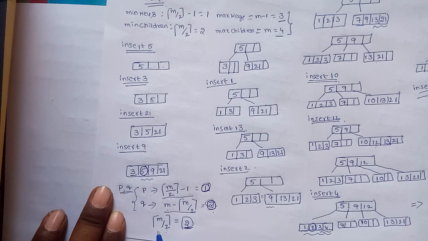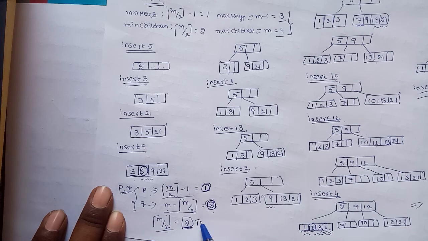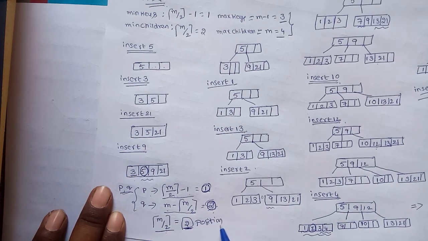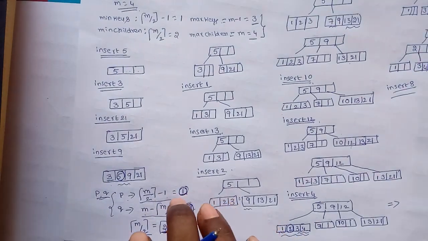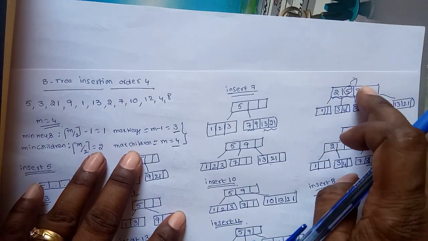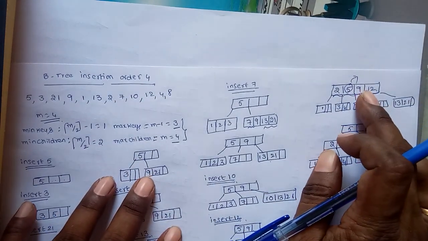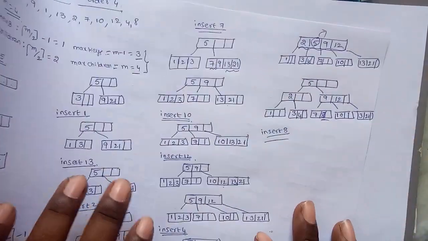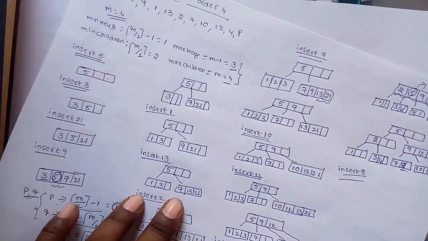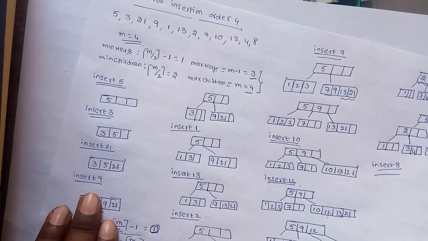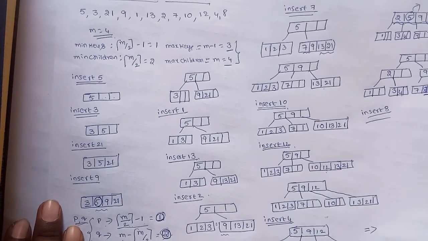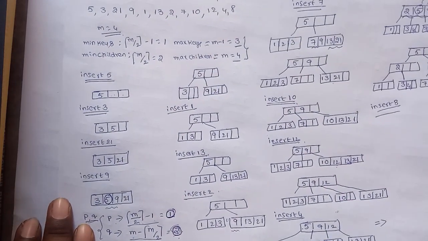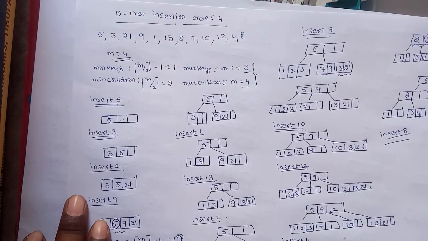And the middle element, that is m by 2, this is the position. The second position element is moved to the parent. After moving to the parent, see the last example. After moving to the parent, if it again violates the property, again move the element to another root, that is, create a new root. This is the B tree insertion of order 4. Now we will discuss one more example of order 5. B tree insertion with order 5.